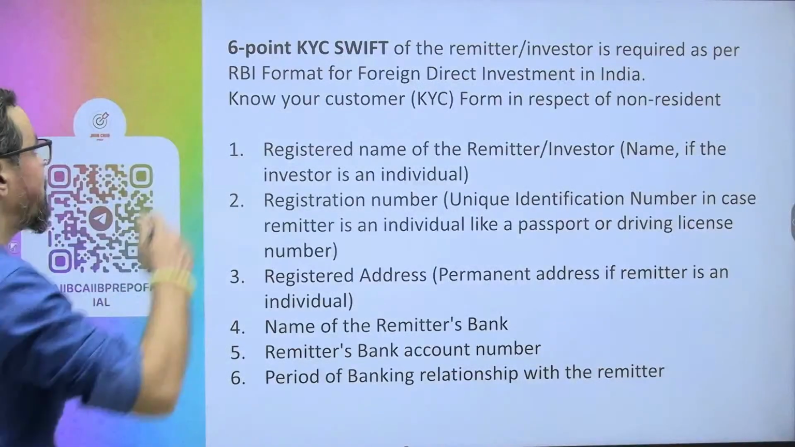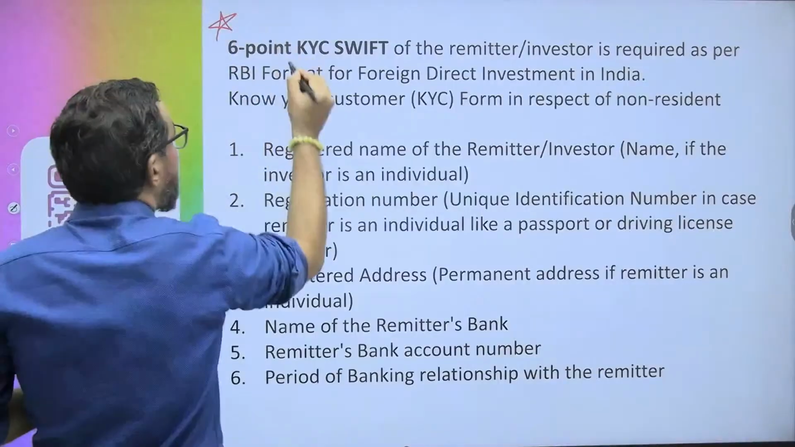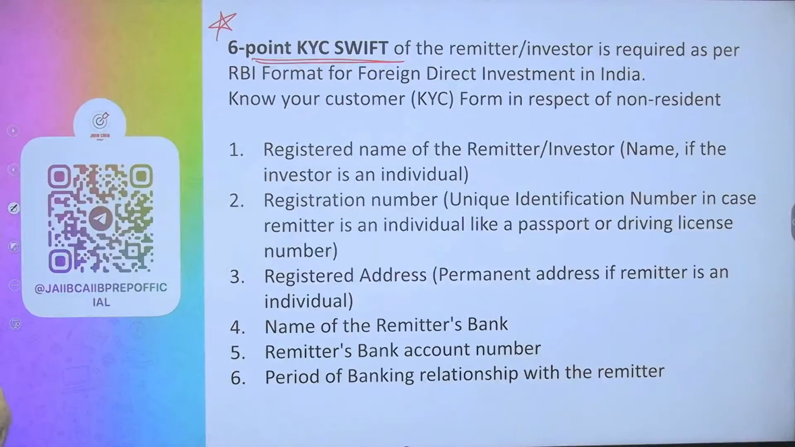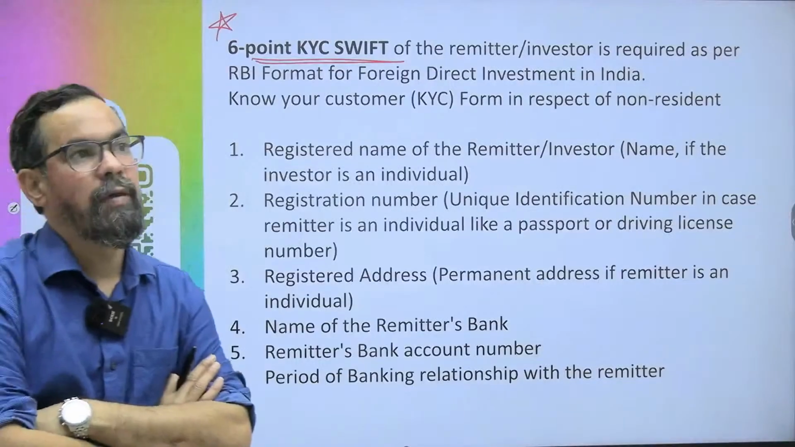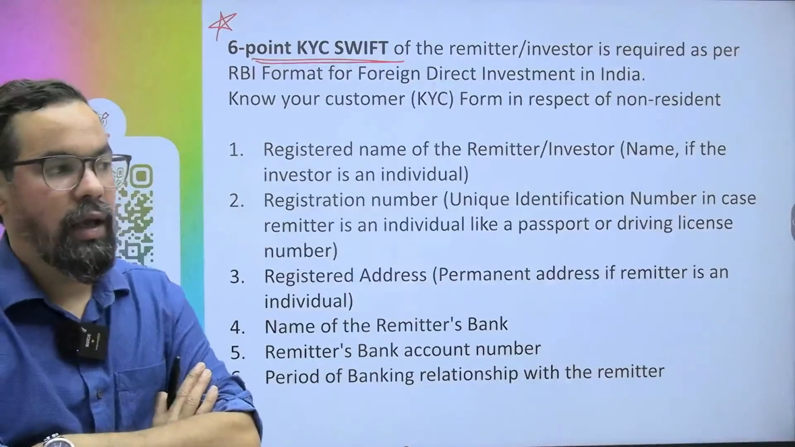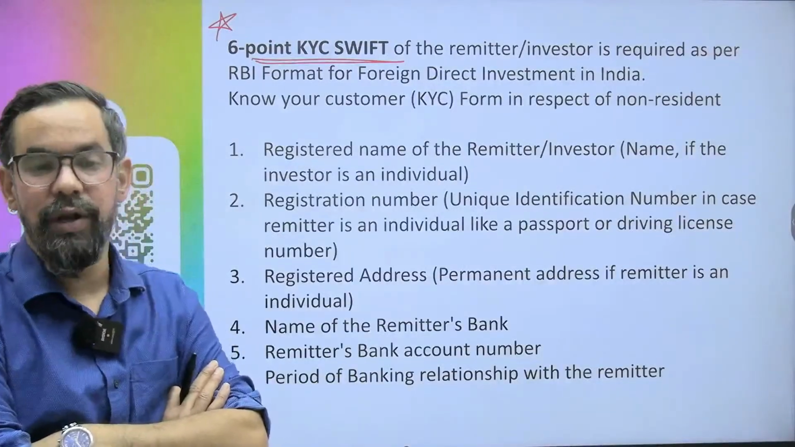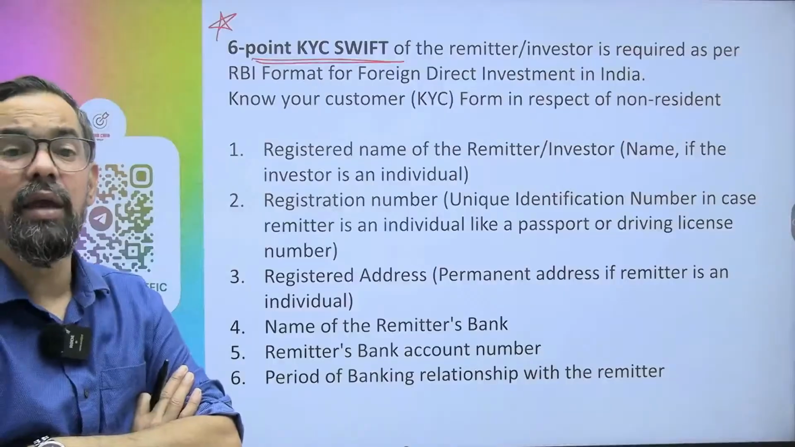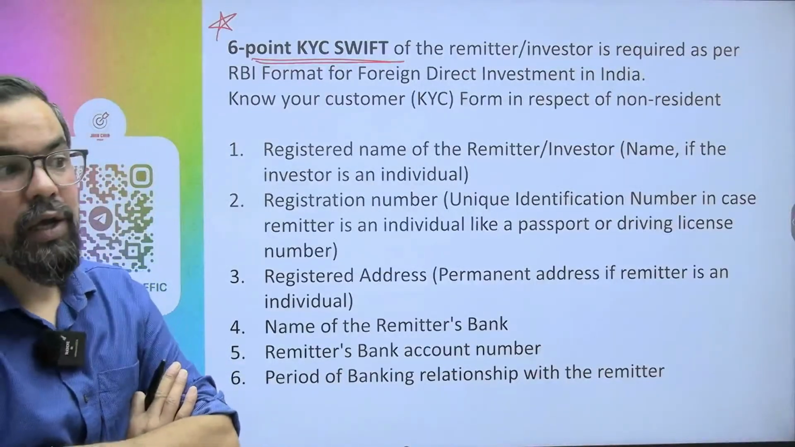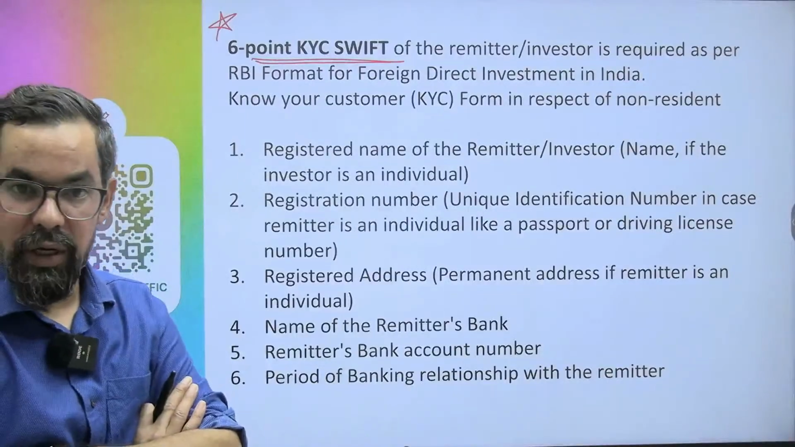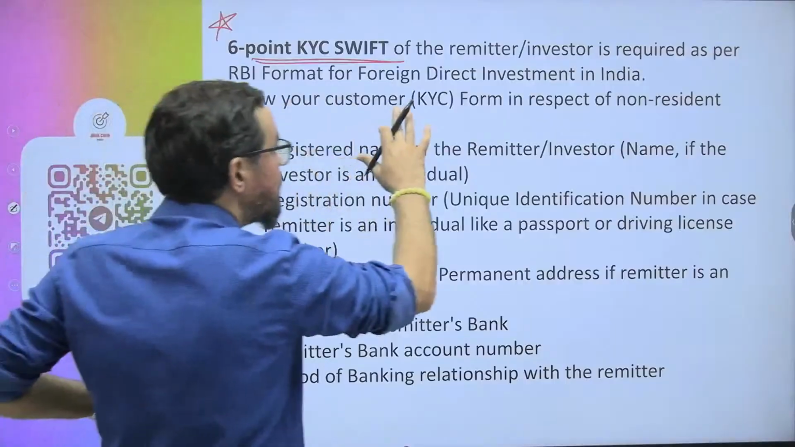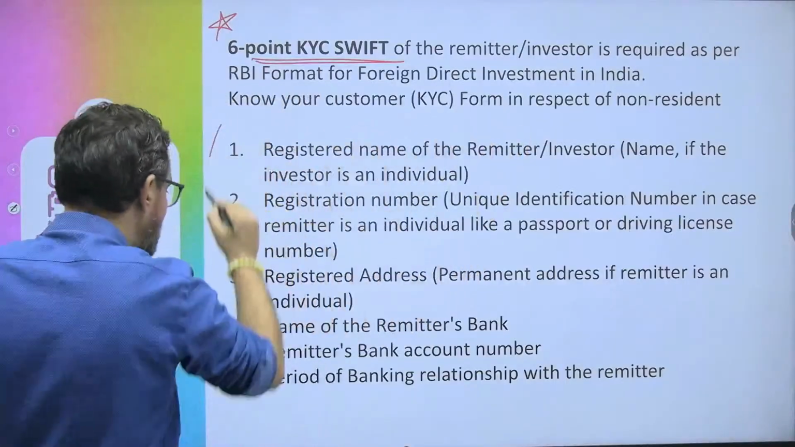Yes, this part is very, very important. Okay? Six point KYC, Swift of the remitter. Let's say a person is purchasing shares of Indian companies as an FII, or making any sort of investment in the form of FDI or FII. They have to go through the documentation part and all. That documentation is as per the Swift KYC, so they have to fulfill these many criteria.